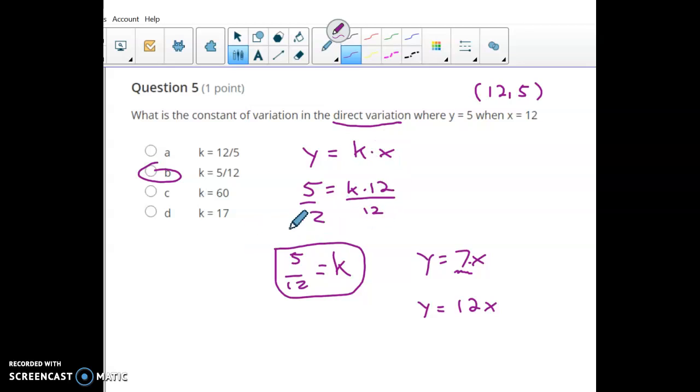On the test, it might ask for the equation or something. So the equation would look like these ones, except K would be 5/12. So we'd have Y equals 5/12 times X. Sorry for that poor looking 5 there.